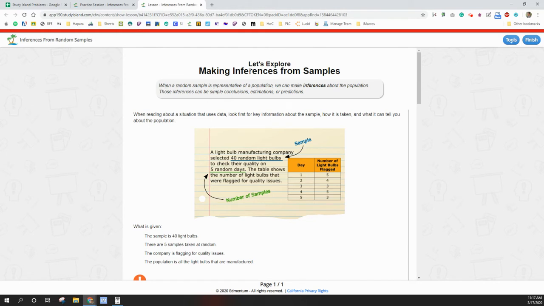First thing, what is an inference? If you don't know what that word means, here it is right here, an example. When a random sample is representative of a population, we can make inferences about the population. Those inferences can be simple conclusions, estimations, or predictions. So when you want to infer something, you're making an inference. For example, if I pick a representative population of the school to ask what their favorite lunch is, and the most popular lunch is pizza, I can infer that because that sample had their most popular lunch as pizza, the most popular lunch for the entire population of the school is probably also pizza. So that's what an inference is.